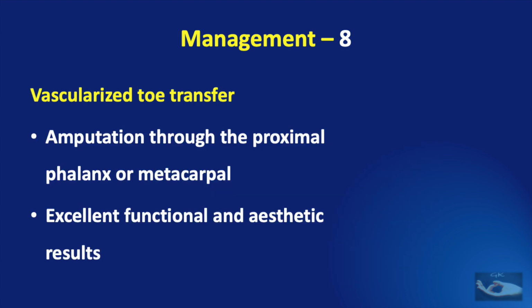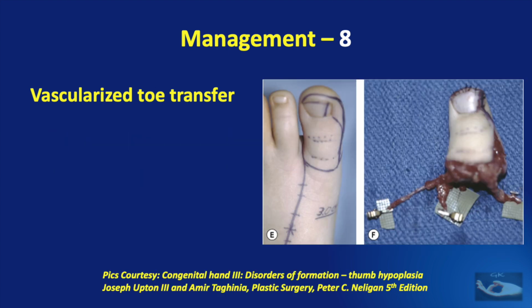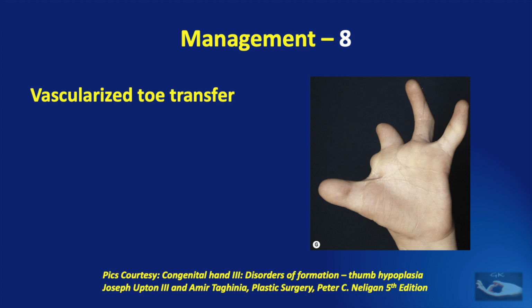The use of vascularized toe transfer, usually the second toe but sometimes the great toe where a wraparound toe flap can be done, is ideal for amputation through the proximal phalanx or the metacarpal. This can yield excellent functional and aesthetic results as seen in this series of pictures where a vascularized wraparound great toe transfer has been done.